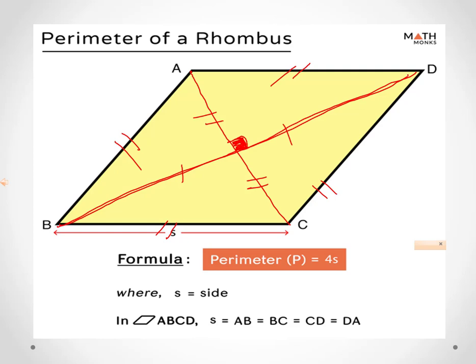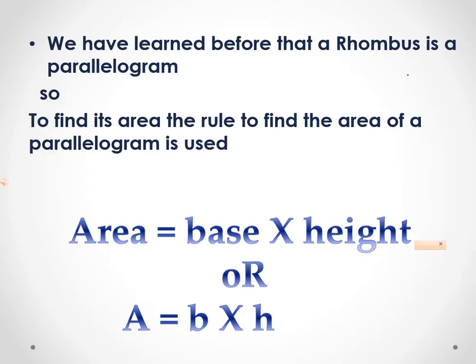Okay, so when we find the perimeter of a rhombus, perimeter equals 4 times the side, because the side is repeated 4 times. It looks like the perimeter of the square, because all sides in the rhombus are equal in length. Okay, let's find the formula for finding the area of a rhombus.